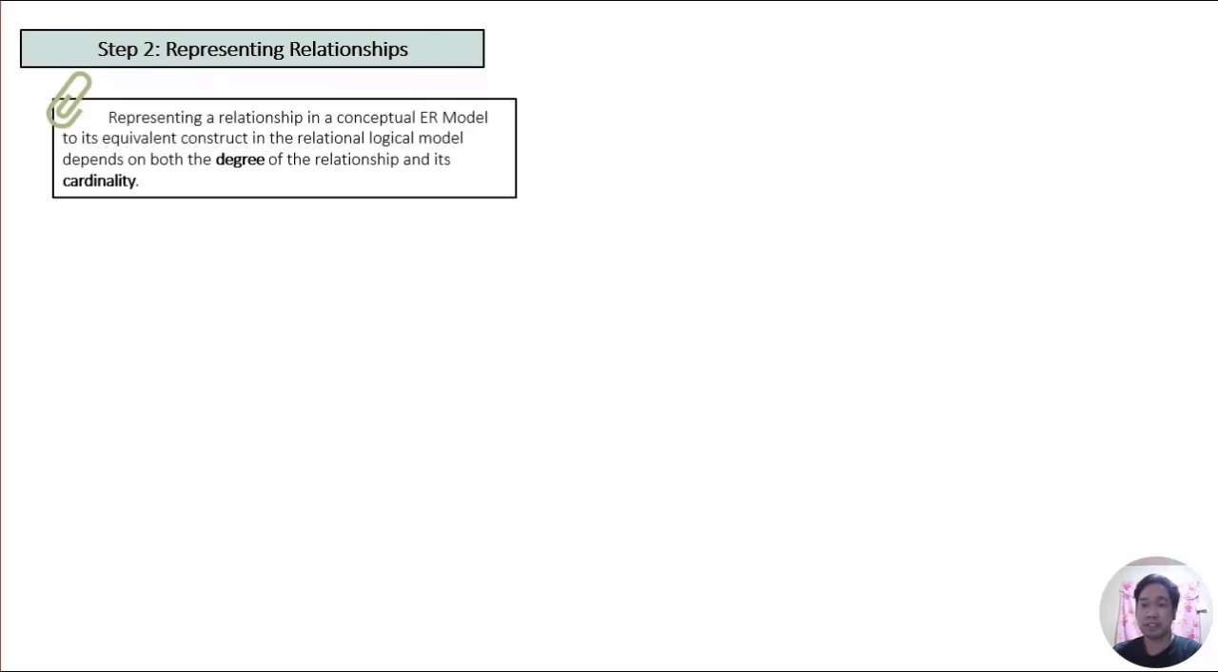Degree of a relationship is defined as the number of entity types that participate in a relationship. A relationship with degree 1 is called unary or recursive. A relationship with degree 2 is binary, and one with degree 3 is referred to as ternary. The cardinality or cardinality ratio in a relationship specifies the number of instances of an entity type that can be associated with an instance of another entity type.